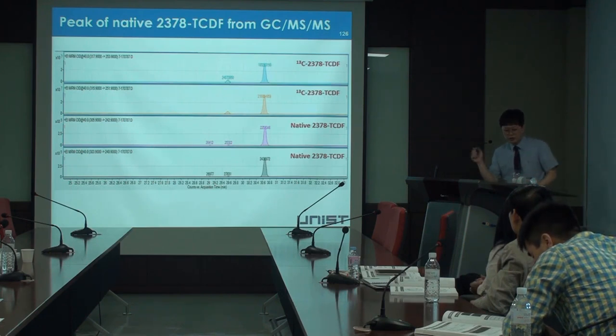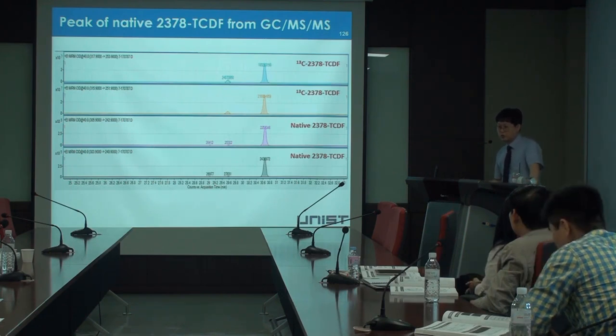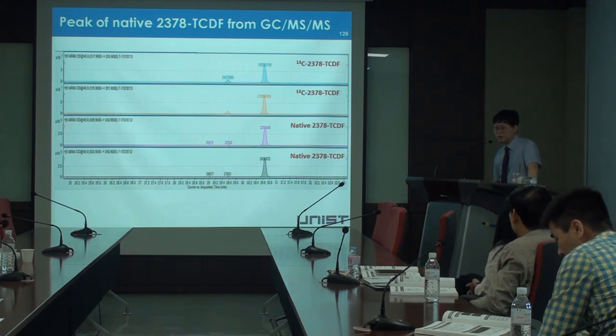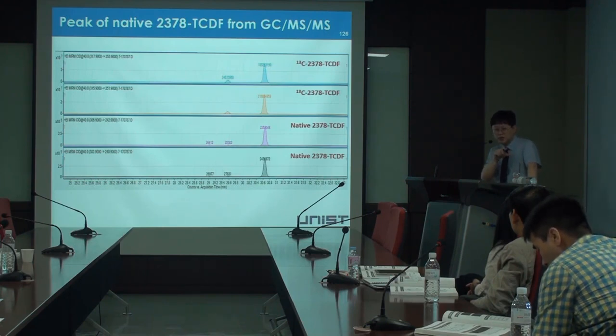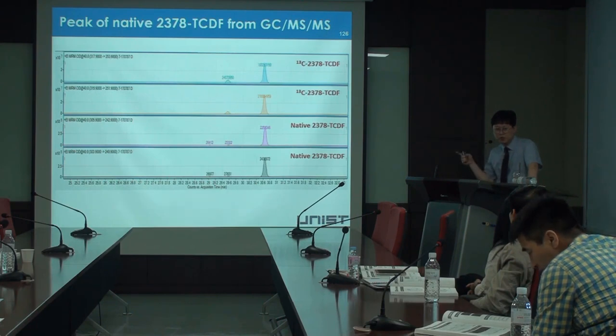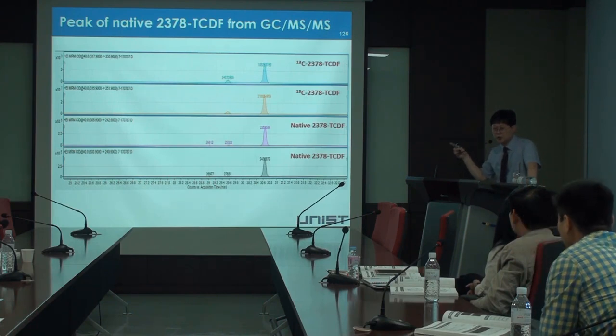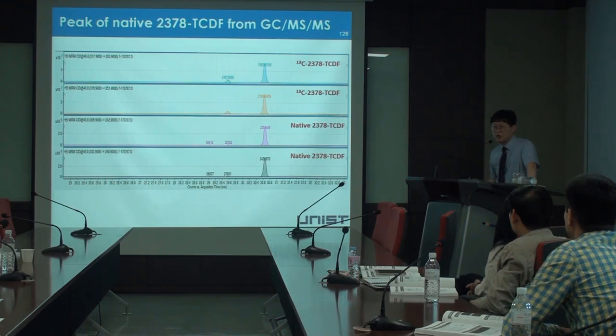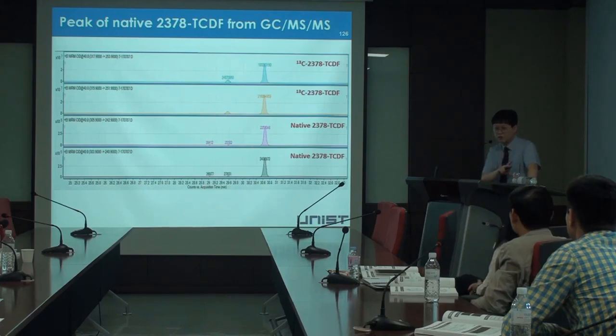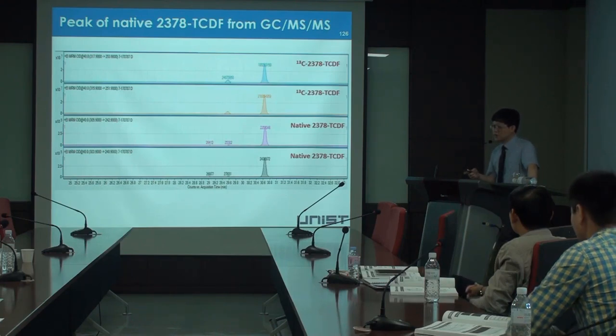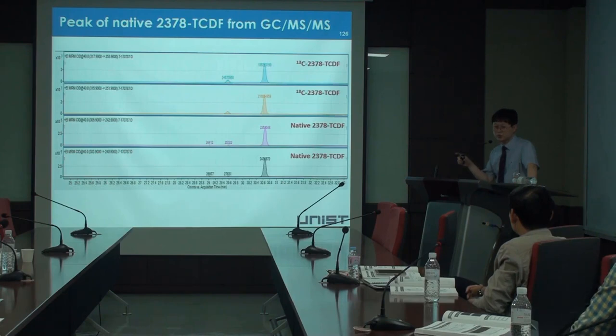So this figure shows the powerful aspect of GC-MS/MS. More simple cleanup can be used for GC-MS/MS. For GC-MS or GC-HRMS, the cleanup procedure should be very strong. Okay? Multiple columns, and we have to use many solvents there. But when you use GC-MS/MS, a more simple cleanup can be used.